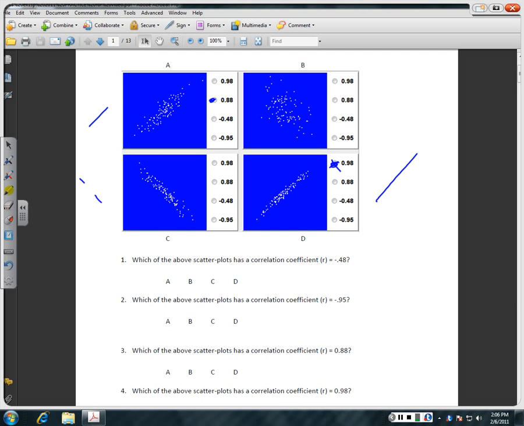They have downward slopes, and the closer it gets to -1, the stronger the relationship, the closer the points are. And so this one's clearly closer than B, so this one will be -0.95, and this one will be -0.48. And so then you can just go up and this one will be B, -0.95, that was C, 0.88 was A.